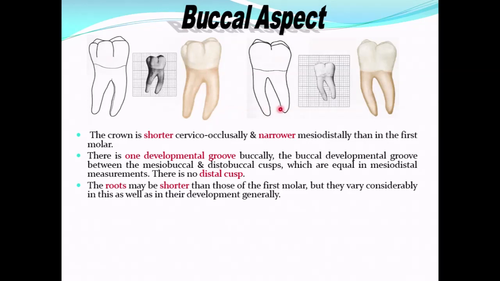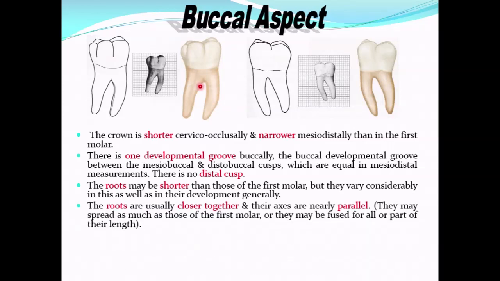Look to the roots. The roots may be shorter than that of the first molar, but they vary as well in the development generally. Look between them, but in general it is shorter. This one is shorter than that one. بعد the roots are usually closer to each other. وهذا أنا شرحته من كل الفروقات between the first, second, and third molar. When we move from the first molar to the third molar, we'll find these differences. من ضمنهن root راح يكون أقصر. Both roots become closer to each other as we move distally كل مرة.